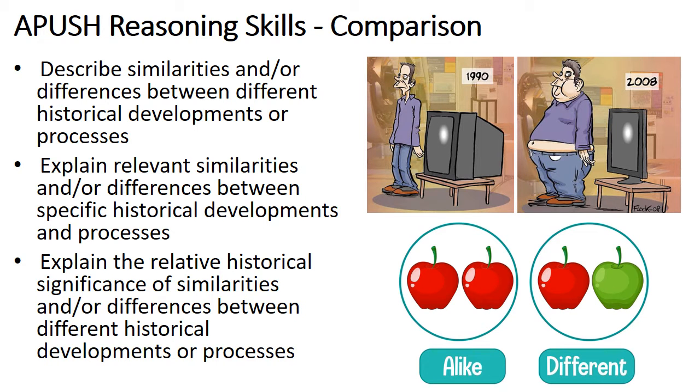The first reasoning skill the AP exam might ask you about is comparison. There are 3 possibilities on how they could ask questions about comparison. First, they could ask you simply to describe the similarities or differences between the developments or processes. Secondly, they could ask you to explain relevant similarities and differences between specific developments and processes, and that could be a little more broad. Or, instead of just the similarities and differences, they could ask you to explain the relative historical significance or importance of a similarity or difference between different historical developments or processes.